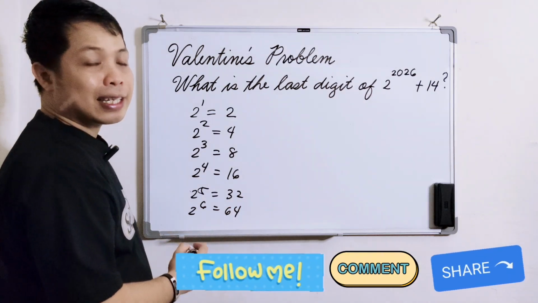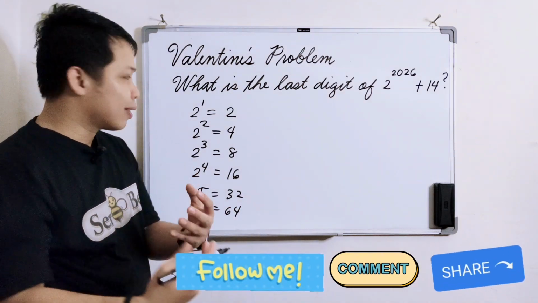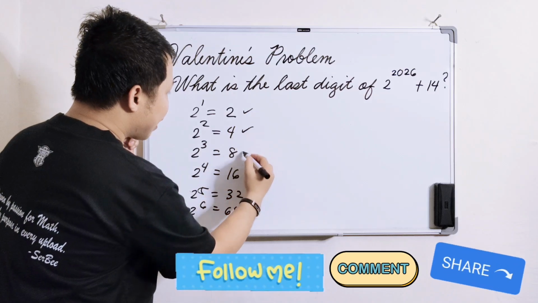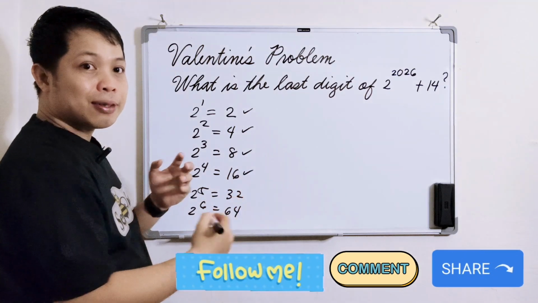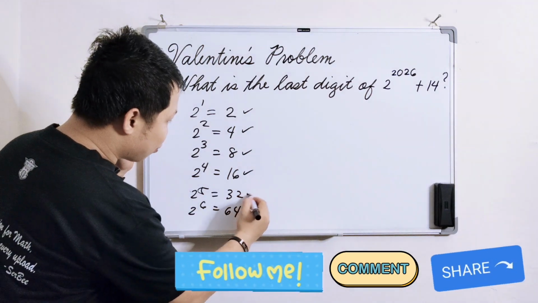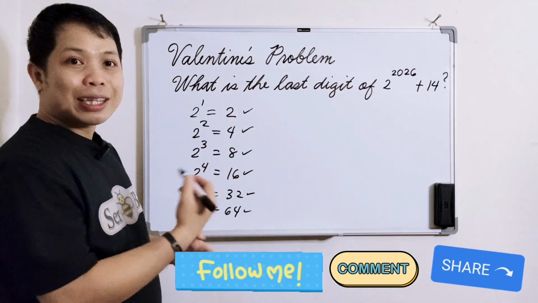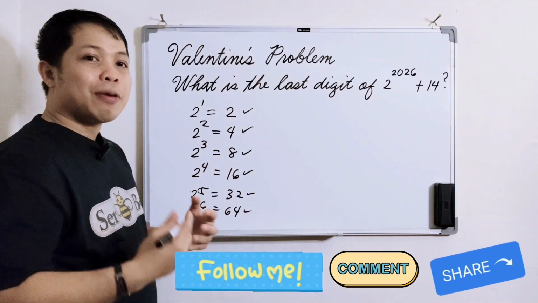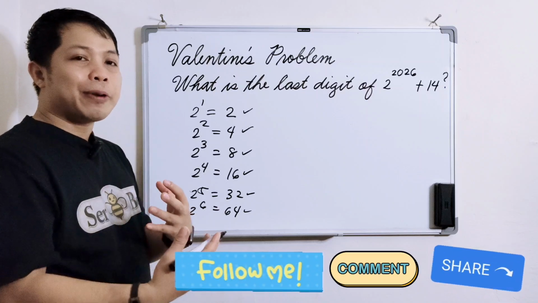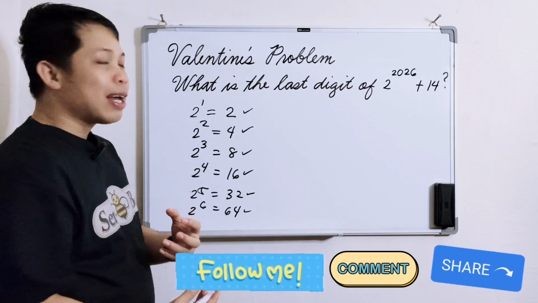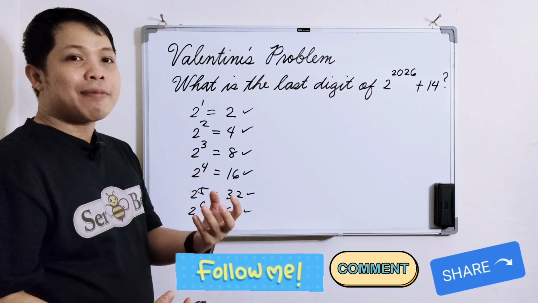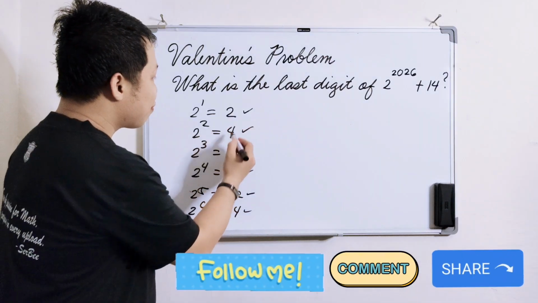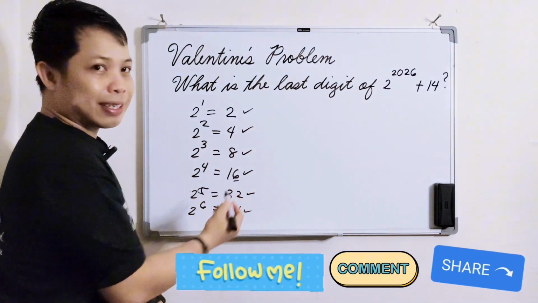Kung mapapansin natin guys, nauulit lang yung pattern. So, 2, 4, 8, 6. So, last digit lang ang kinoconsider natin. So, 2, 4. So, naulit na. So, ang kasunod niyan ay 8, then 6. Okay? So, ang pattern natin ay cycle of 4. So, ibig sabihin, ang mga posible lamang na last digits ay 2, 4, 8, and 6.